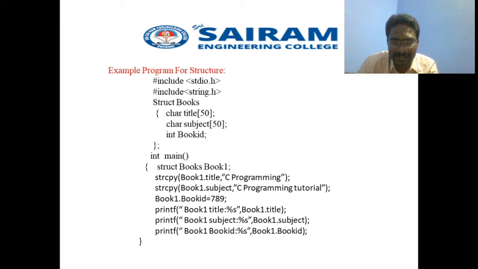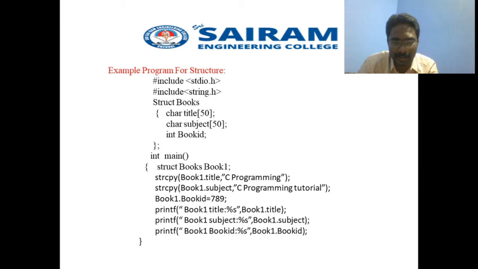Then the next thing is the subject. We need to assign the subject, and I'm assigning the name C programming tutorial. Again I'm using the string copy function. With this string copy function, C programming tutorial, my subject name, will be copied to the variable subject. And then we need to assign the book ID.